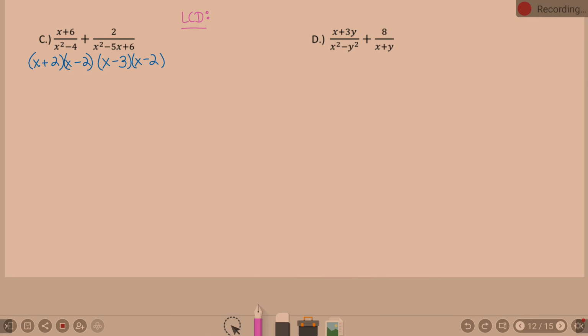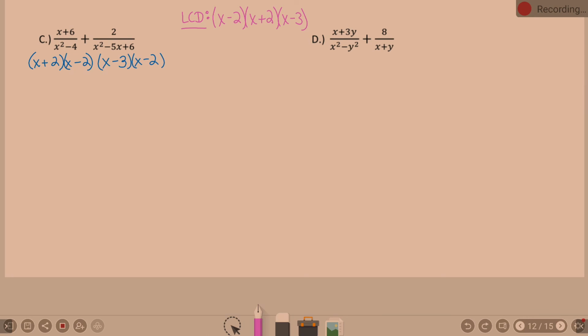Okay, let's talk least common denominator. Start with, what do my denominators have in common? X minus 2. So part of my least common denominator is x minus 2. Now go for leftovers. What else do we have in those denominators? X minus 3 and x plus 2. I've got x plus 2 in the first fraction and x minus 3 in the second fraction.